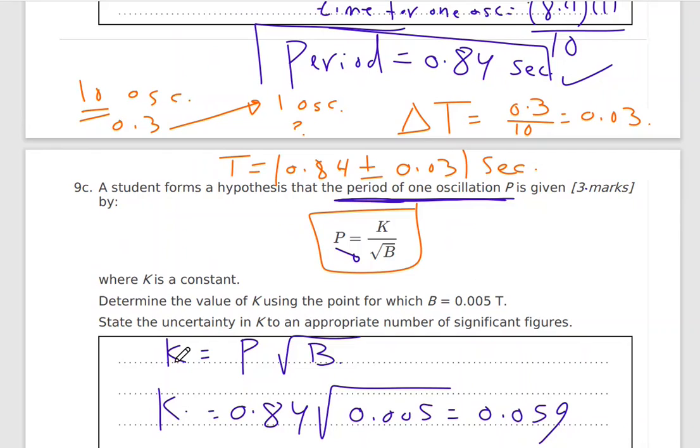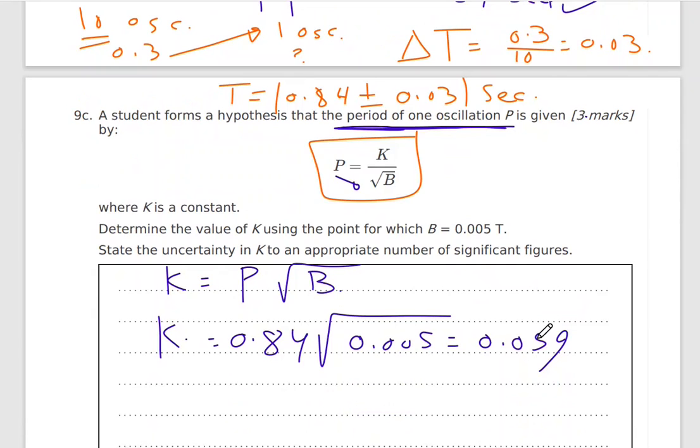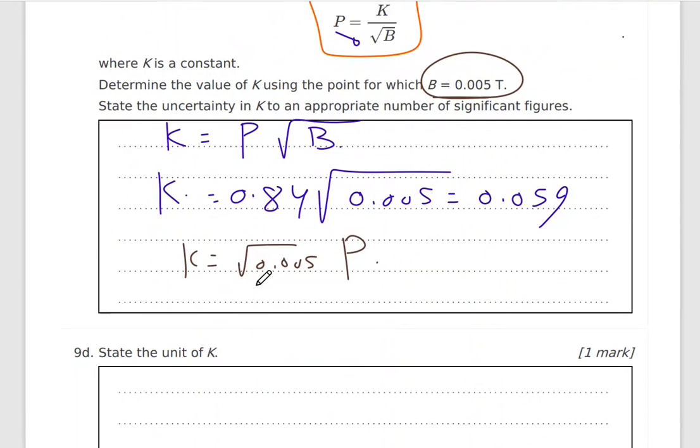Now, state the uncertainty in K to an appropriate number of significant figures. Now, the uncertainty from the formula. B is 0.005, so this number is constant. So I can write K equals the constant, 0.005, times P. We're going to use propagation of uncertainty. Constant, we ignore it. When we calculate the uncertainty, if you have a constant number, you ignore it.